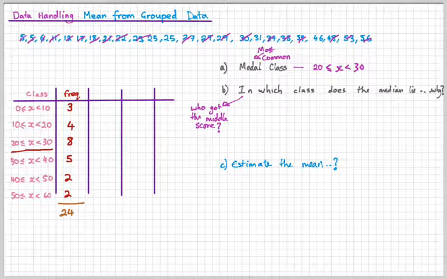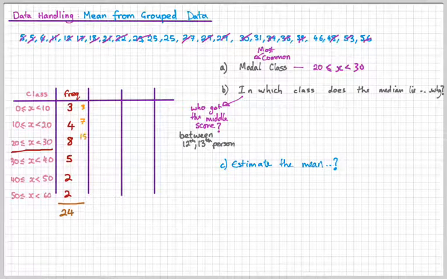So when we're looking at the group frequency, we're looking at which group contains the 12th and the 13th score. So it's between the 12th and 13th person. Let's go down the groups. In the first group we've got 3 people, and then in the next group we've had 7 people, because 3 plus 4 is 7. Then going down one more we get to 15 people. So in the 20 to 30 group we've so far looked at 15 people. We know that the middle person is between the 12th and the 13th, so it's got to lie in that 20 to 30 group.